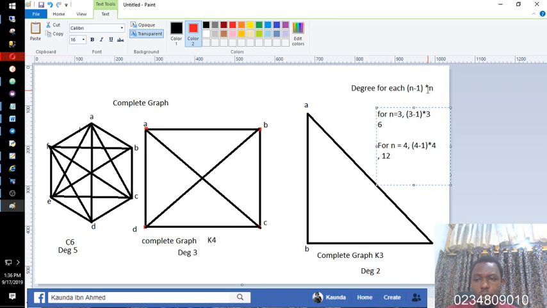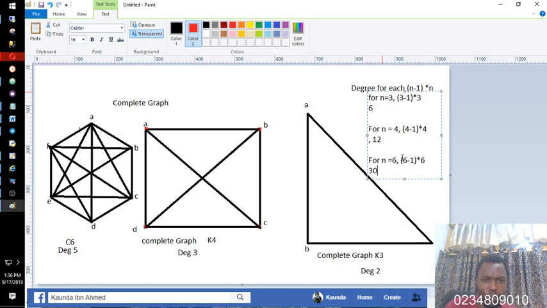For n equal to 6, we have 6 minus 1 times 6. So then that gives 5 times 6, that gives 30, the total degree of 30. Yeah, so for the triangle, this one is complete, 2 times 3 is 6. That one is correct. Now 4 gives 12, 3 times 4. Then if you come to 6, that is 30. So here is 5, and 1, 2, 3, 4, 5, 6. So 5 times 6, and that's 30. So the formula is right.